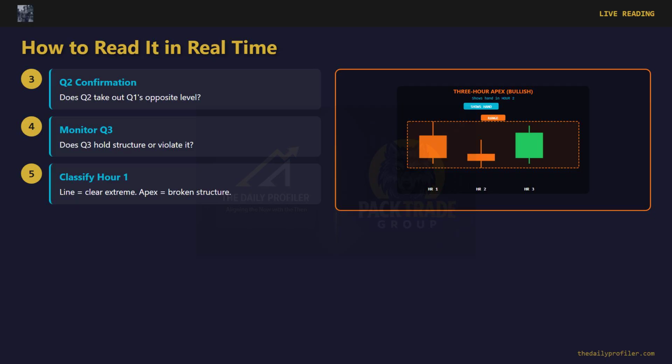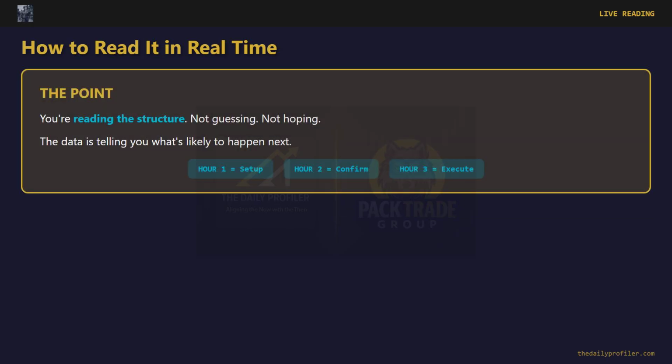Step 4. Monitor Q3. Does Q3 hold the structure or violate it? If Q3 takes out Q2's low in a bullish setup, that's your doji signature. Apex alert. Reduce expectations. Step 5. By the end of hour 1, you should know. Is this a line with clear extreme and confirmation? Or an apex with broken structure and quarter violations? If it's a line, hour 2 and hour 3 should continue the direction. Q1 low leads to Q4 high across all 3 hours.